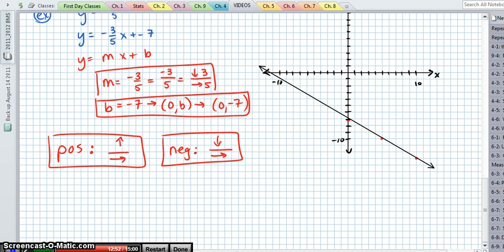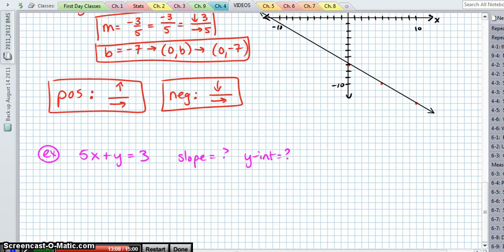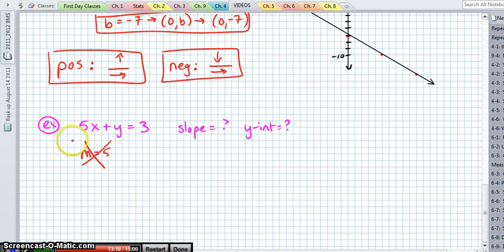The only other piece I want to show you is that you're not always given equations in slope-intercept form. So let's say you were given 5x plus y equals 3, and I want to know what's the slope and what's the y-intercept. Well, you cannot tell me that the slope is 5. And you might say, but why not? It's right next to x. And the reason why it's not 5 is because this is not yet written in slope-intercept form. It is not in y equals mx plus b form. So we cannot yet answer what the slope and the y-intercept happen to be.